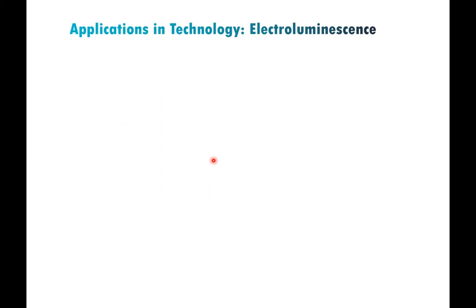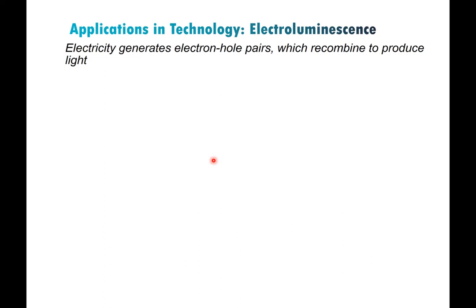All right, the last major category of applications we'll talk about are applications in technology, which physics, engineering, all are involved in developing these technologies, along with the chemistry of the luminescent components. And the big one here is electroluminescence, which, as the name implies, involves using electricity to generate luminescent excited states.